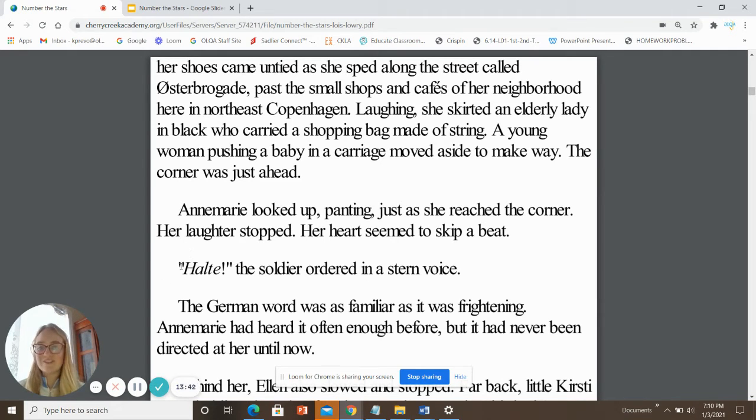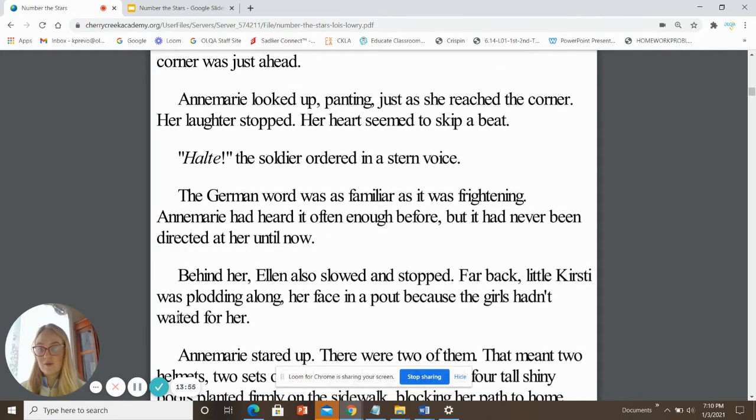So notice how this soldier is not a Denmark soldier. This soldier is a German, showing us that we are in a German-occupied city of Copenhagen. So the Germans rule this city.